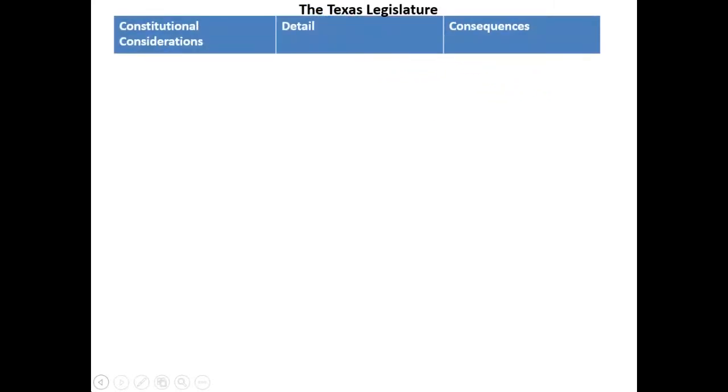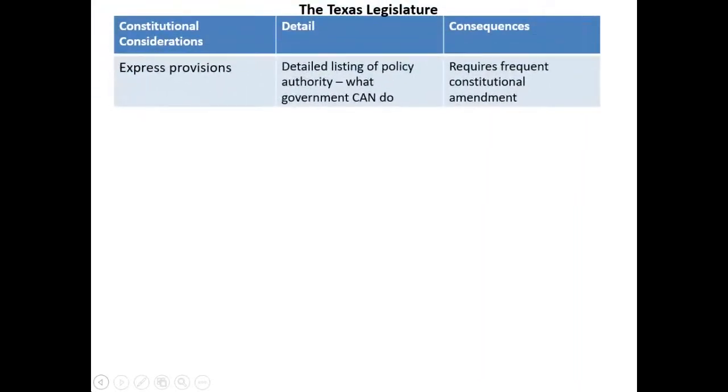So I want to begin with some treatment of constitutional considerations, the first of which we really focused on in our discussion of the Texas Constitution. The week that we were dealing with the Texas Constitution, we talked a lot about the length of the Texas Constitution and the fact that it deals with specific policy issues. Remember when we were talking about the comparison and the contrast between the U.S. Constitution and the Texas Constitution?